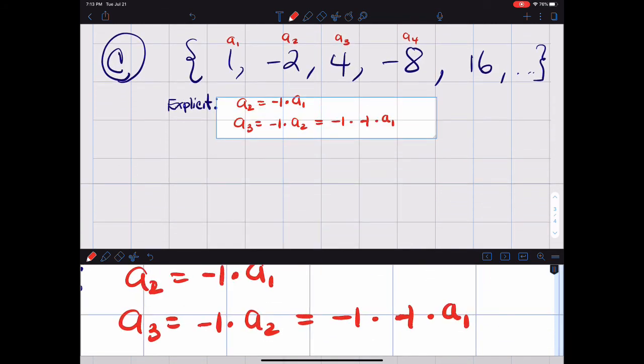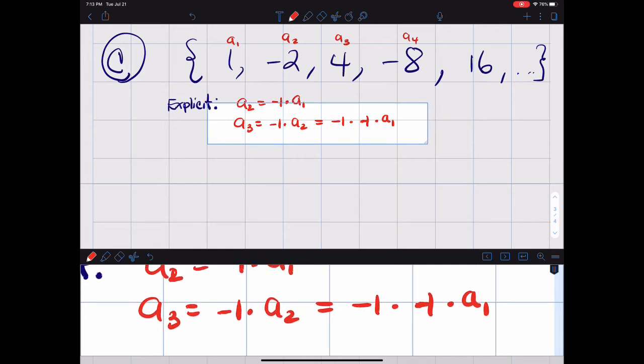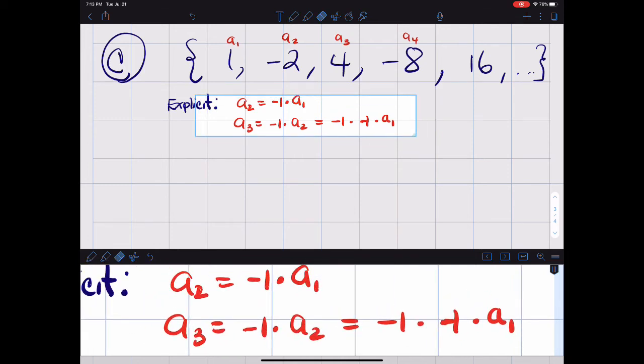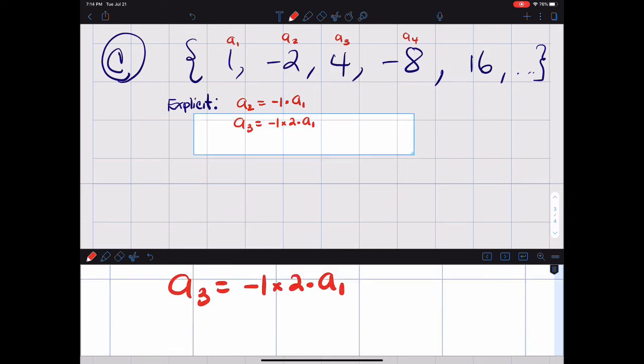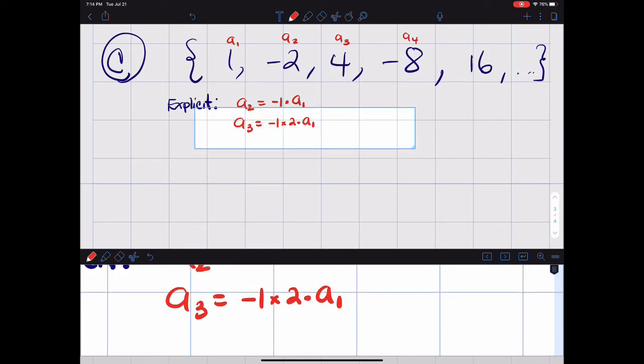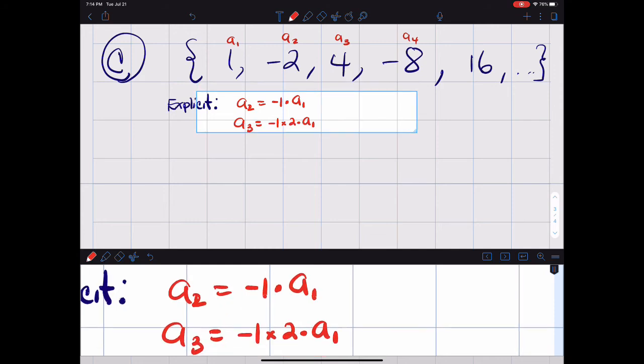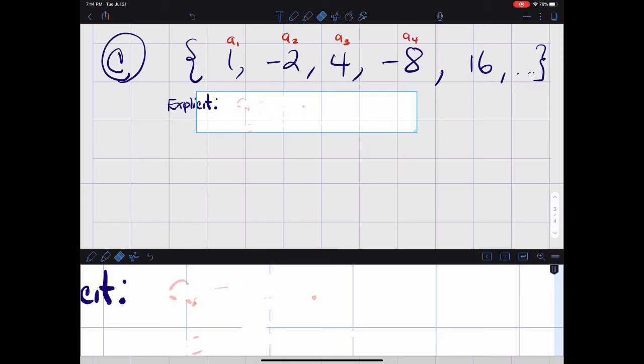So, no. I screwed up. I'm rushing. Why am I rushing? Sorry, -1 times 2 times A1. That's what I meant. Now look at A3. No. Pardon me. Let me fix my things over here.